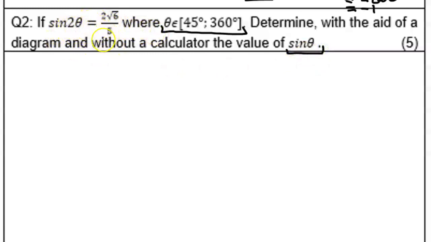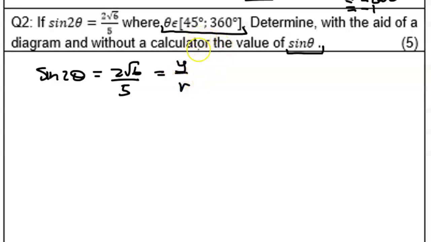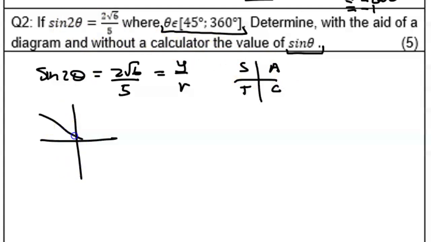Now remember, as I mentioned before, the theory is very important in this particular section. If I just have to rewrite sine 2 theta equals 2 root 6 over 5. What is the formula for sine theta? It is y over r. Now, what do I know about my CAST diagram? All students take care. So if I look at it now, remember sine is only positive in the first and the second quadrant. So therefore, I have to draw my diagram in the second quadrant. And my angle is, don't forget, 2 theta.